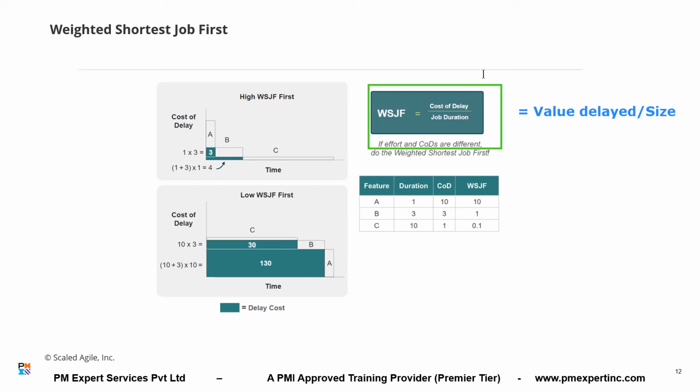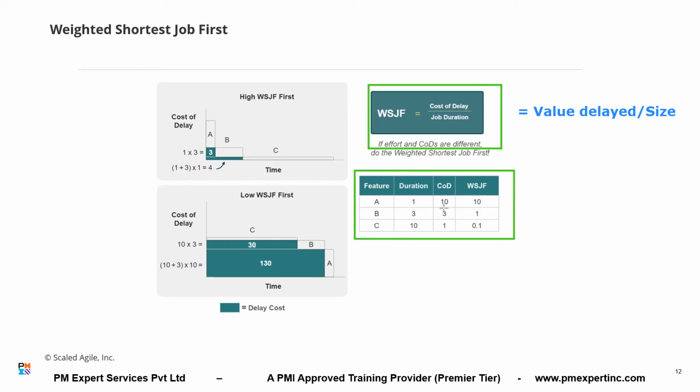For example, suppose in any backlog, we have features like A, B, C. Now, can you see the cost of delay of feature A and its duration? Cost of delay is 10. What does it mean? If you delay this feature by even a single day, what will be the value delayed? 10. See, the cost of delay for this feature A is 10 and the duration is 1.